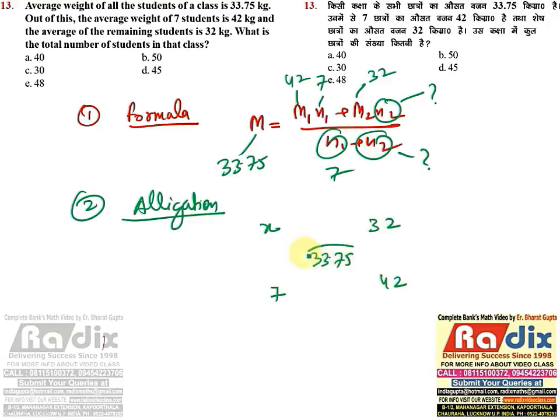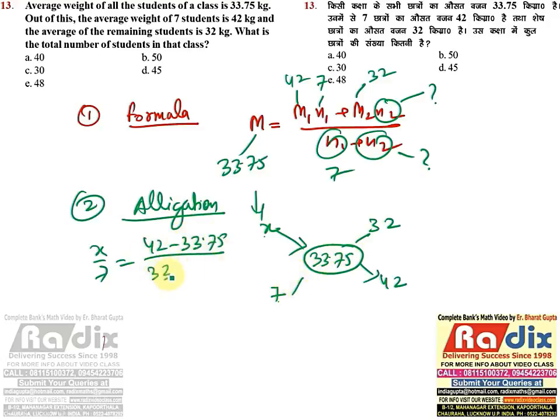देखो, combined value यहाँ पे लिखते हैं, यहाँ पर numbers आएंगे, पहला ग्रुप उसका एवरेज, यहाँ पर दूसरा ग्रुप उसका एवरेज. Now using alligation, so x upon 7, x के आगे देखो ये रो दिख रहा है आपको, it is 42 minus 33.75 upon 7 के आगे देखो ये हो जाएगा 33.75 minus 32. एलिगेशन को आप इस तरह से बहुत जल्दी करिएगा, इससे बहुत जल्दी वैल्यू आती है, आप डायरेक्ट सब्ट्रैक्ट भी कर सकते हैं.